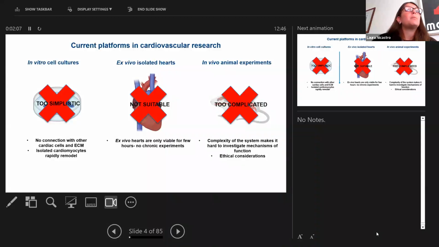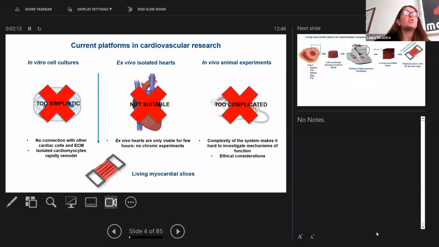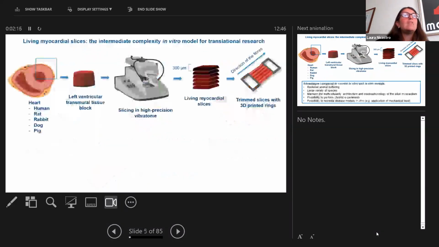In our lab, we have developed a platform that sits exactly between in vitro and ex vivo isolated hearts, which is called living myocardial slices. Living myocardial slices are prepared from different species, ranging from rats to human, by isolating a left ventricular transmural block from the free wall of the left ventricle. They're placed in a high precision vibratome, which slices 300 micron thick cardiac slices, which are then trimmed, and rings are attached orthogonal to the direction of the fibers to recreate a model that can also be stretched.